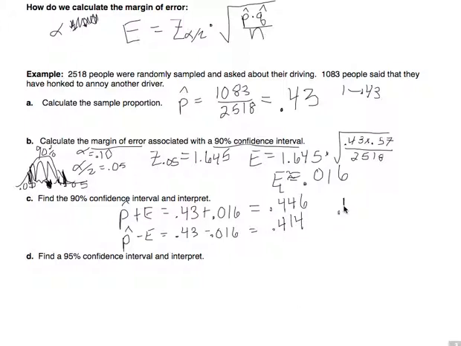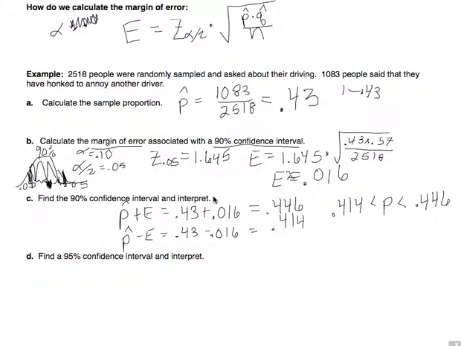What this is telling us is we have a certain level of confidence. Oh, I accidentally erased this. Let me rewrite this. 0.446, 0.414. We know that there's a certain level of confidence that the true population proportion, not p hat, but the true population proportion, is going to be within this interval, 0.414 up to 0.446. And we obviously have a little bit of a rounding error here.